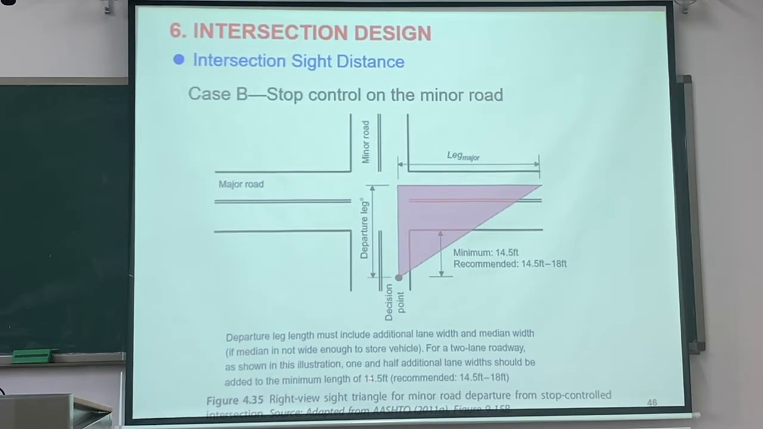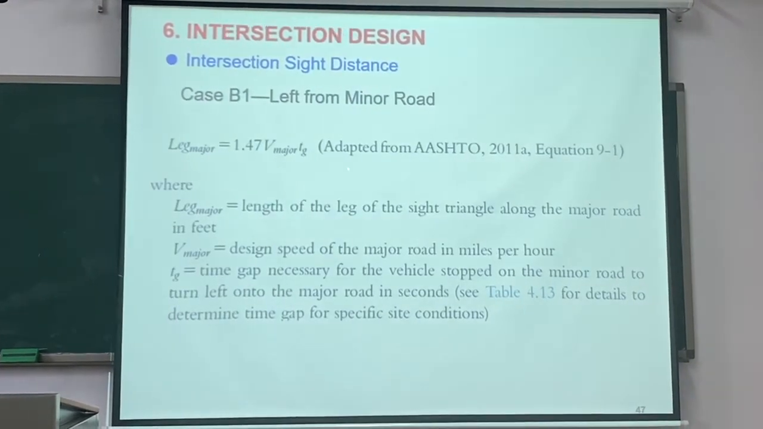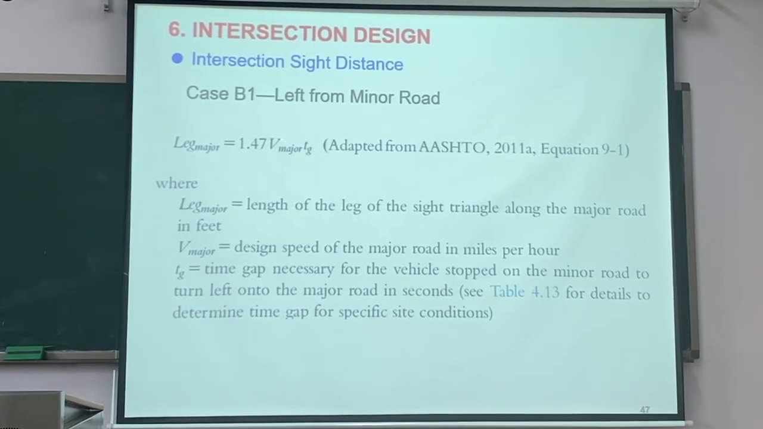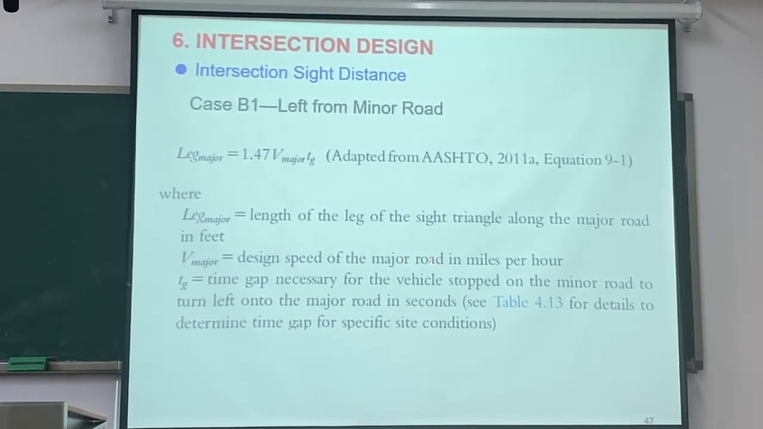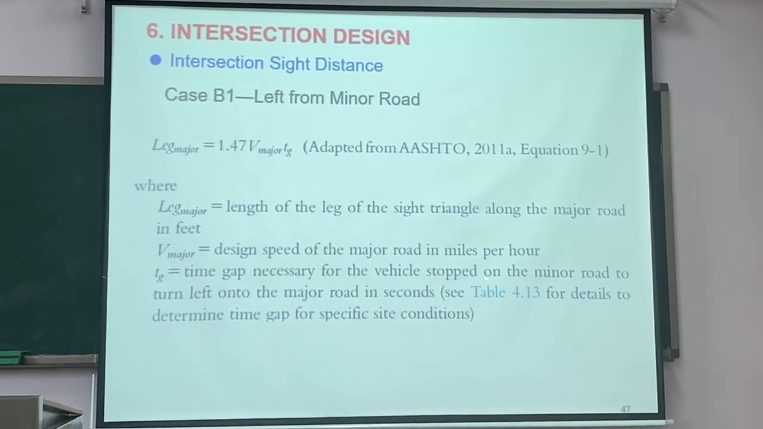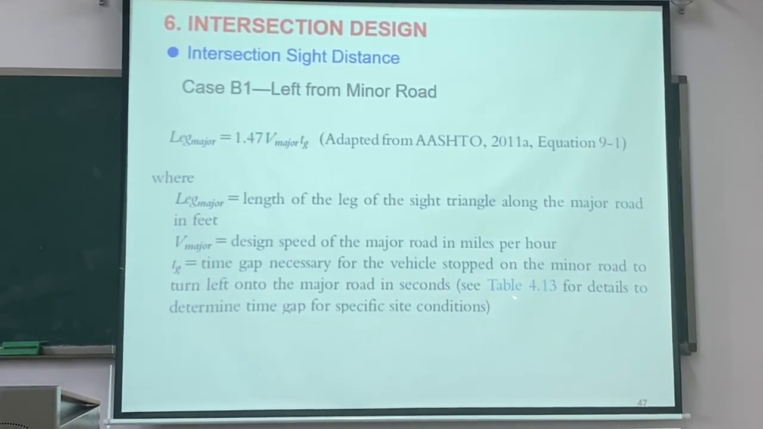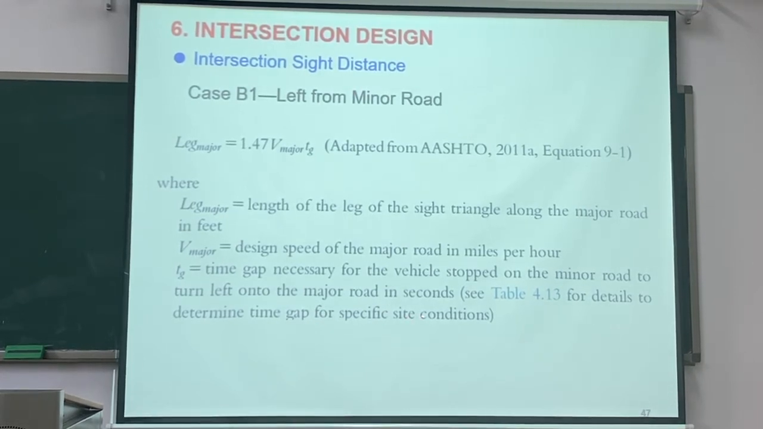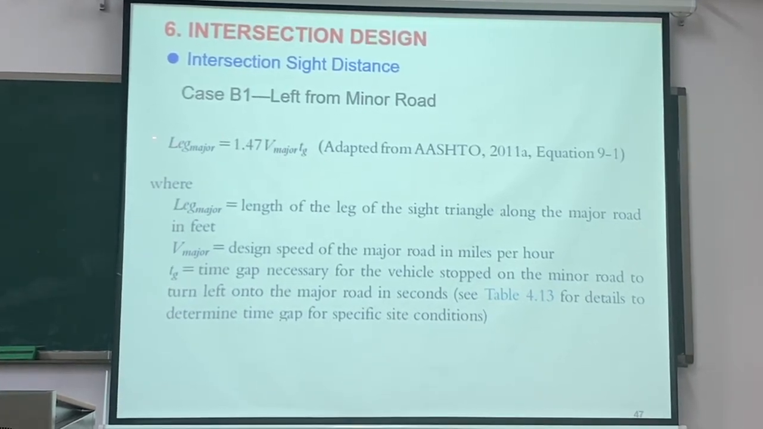This should be added to the minimum length of 14.5 feet. We can use these formulas to calculate the length of the sight triangle leg when we know V major, the design speed of the major road in miles per hour, and TG, the time gap necessary for the vehicle stopped on the minor road to turn left onto the major road in seconds. See table 4.3 for details to determine the time gap for specific site conditions. So when we know V major and TG, we can use these to calculate the length.